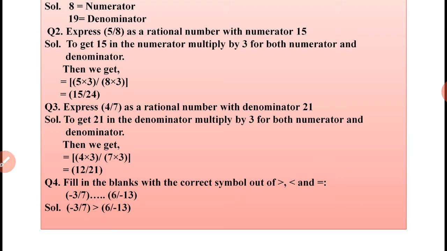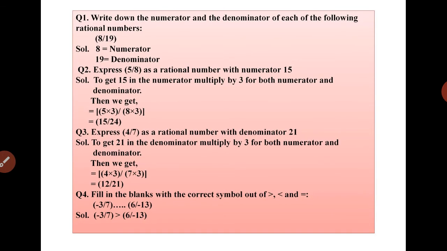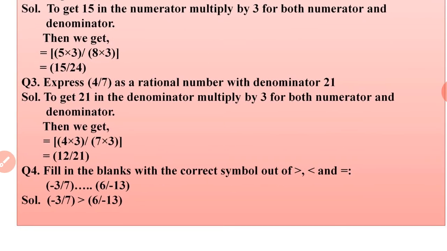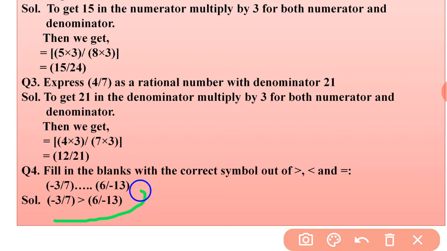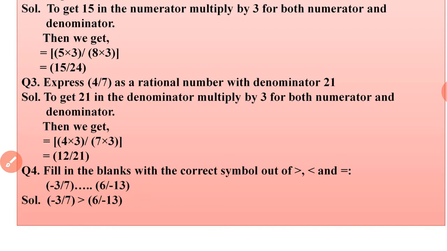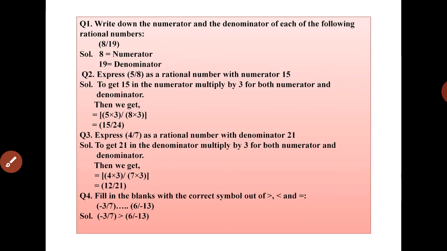Fill in the blanks with the correct symbol out of greater than, less than, or equal to. This type of question can come in the form of fill in the blanks. Look here, in question number 4 we have minus 3 upon 7 and 6 upon minus 13. For that, first of all we will take the LCM of 7 and 13, and after solving we will find that minus 3 upon 7 is greater than 6 upon minus 13. So in this way you have to try more and more questions related to these chapters.